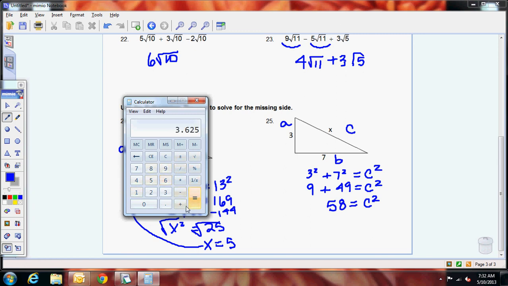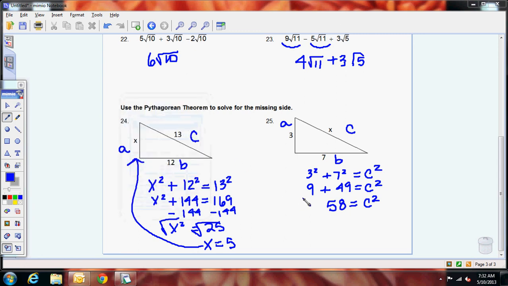Does 16 work? 16 doesn't work. Maybe test 9. Nothing seems to work for this one. So if no perfect square will go into 58, then what you're going to do is just leave it like this. C equals the square root of 58. And you're done.